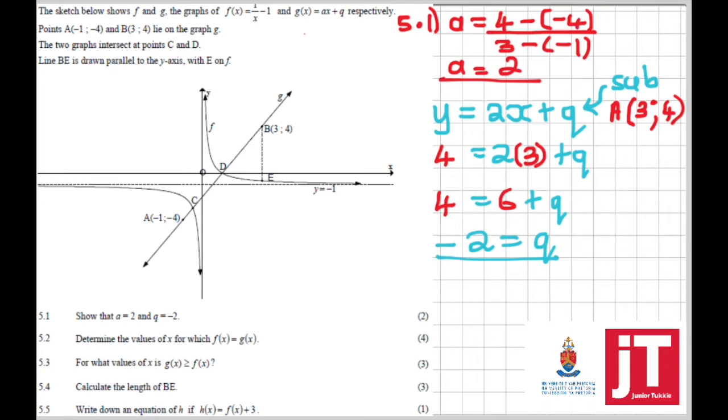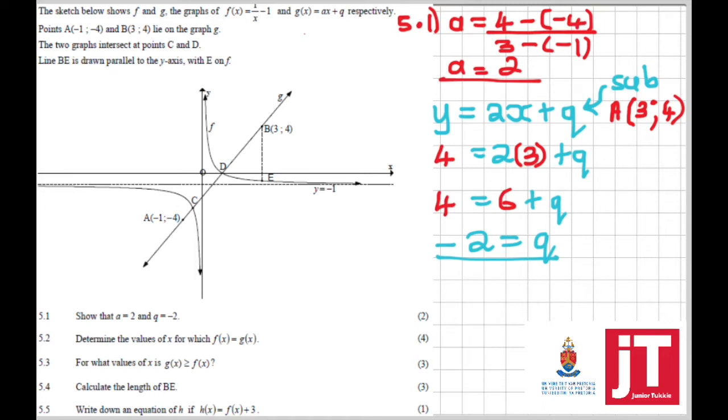We move on to 5.2. In 5.2, they say determine the values of x for which f(x) is equal to g(x). Two things that I want to point out. The values, plural, that means we're expecting 2 or more values in terms of x. The second thing is that f(x) is equated to g(x).